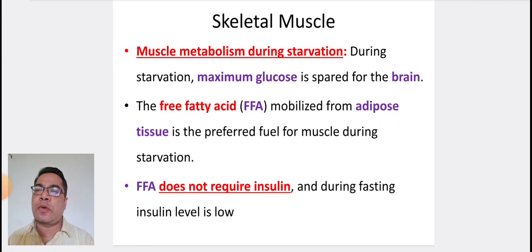Coming to muscle metabolism during starvation. During starvation, maximum glucose is saved for the brain. The free fatty acid, that is FFA, mobilized from adipose tissue is the preferred fuel for muscle during starvation. Free fatty acids do not require insulin, and during fasting, insulin level is also low.